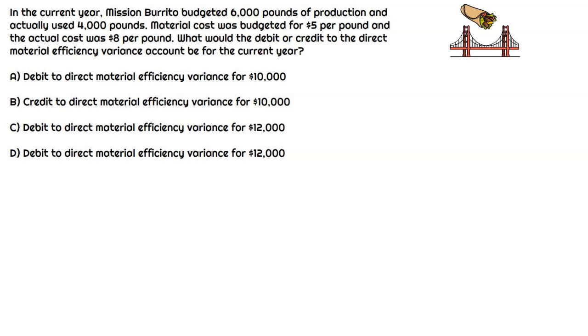Now, if we skip to the last sentence, we need to figure out what is the debit or credit to the direct material efficiency variance account for the year. Well, we're focused on direct material variances. Both the efficiency and rate variance we'll need to assess to come up with the full journal entry. Now, we wouldn't necessarily need to do that if we just wanted to figure out the efficiency variance, but guess what? We like to figure out the big picture. So what we'll have to do first is go through and calculate the direct material efficiency variance as well as the rate variance, and then we'll come up with the journal entry.